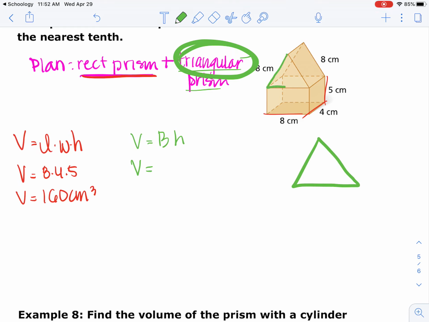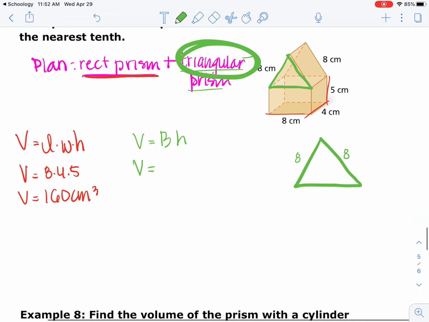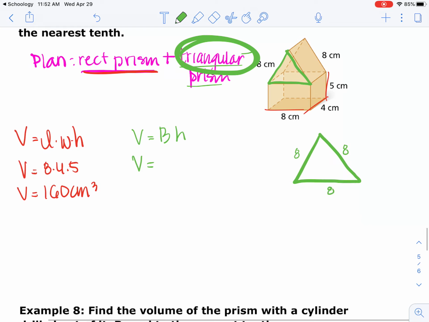Here's my triangle. I'm drawing this triangle right here. I'm going to write down things that I know about this triangle. I know this is 8. It's right here, right? That's 8, so this is 8. This is 8, so this is 8. Okay, so I need to find the area of that triangle and multiply by the height of the prism.